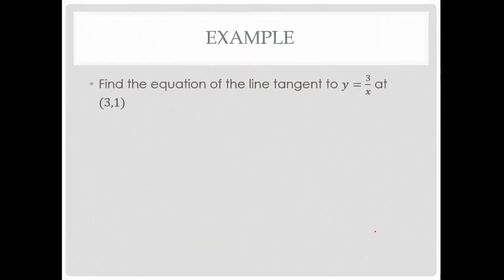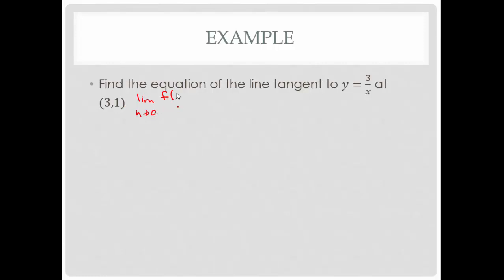So let's take a look at this question. We're going to find the equation of the line tangent to y equals 3 over x at (3, 1). So for this one, we're going to practice the h goes to 0 notation. So we are going to look at the limit as h goes to 0 of f of a plus h. Now, since we are fixing our point that we're looking for the tangent line at (3, 1), what is a for this particular problem?